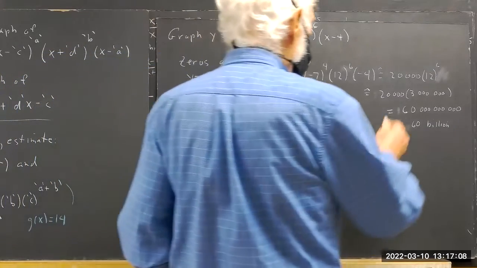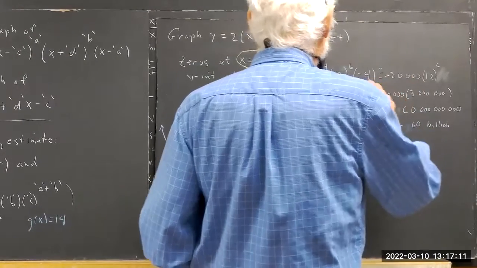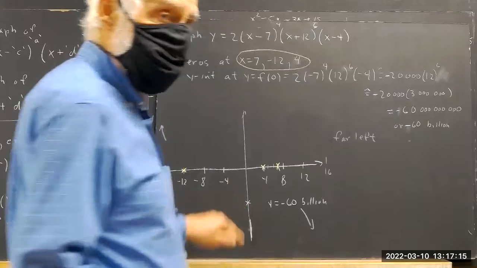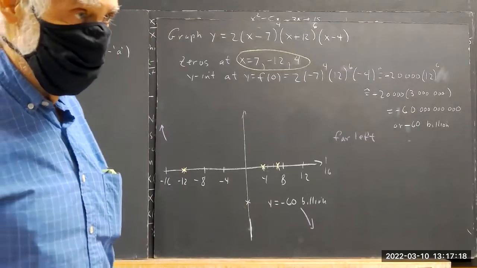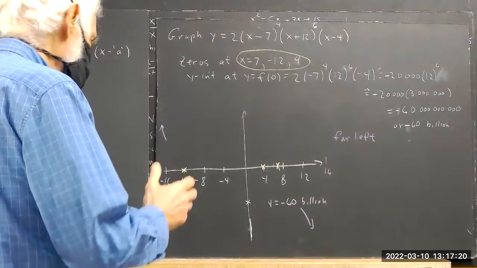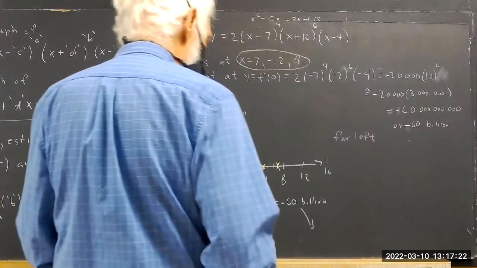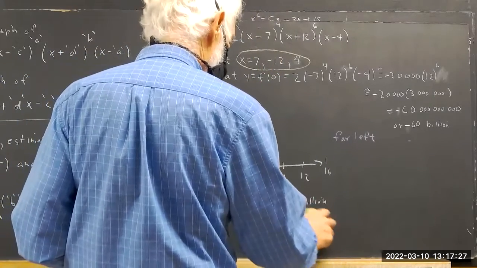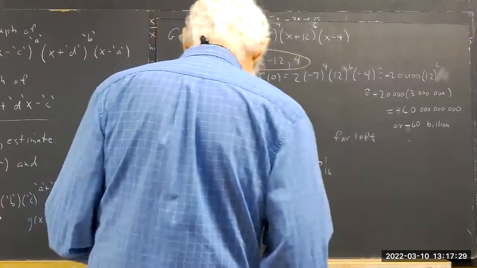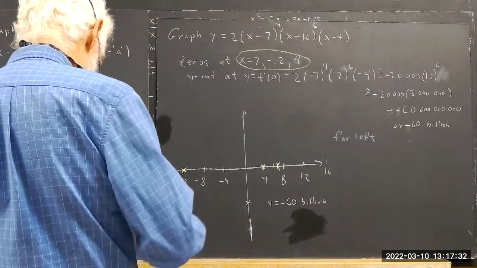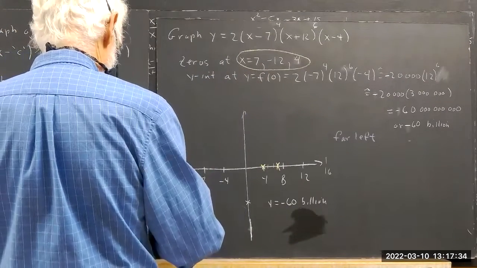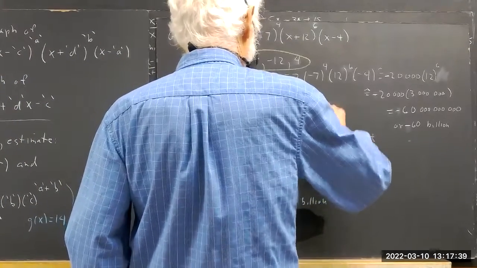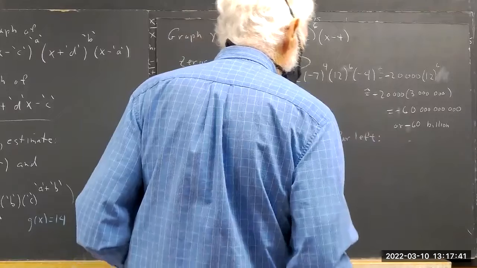Okay. That negative 20,000 came from the negative 4 there. So it is negative 60 billion. So I can keep it there. Okay. And that's what I did. Well, it turns out that my far left and far right behavior are not what I said. Turns out that they're like this. And like this. Far left behavior.